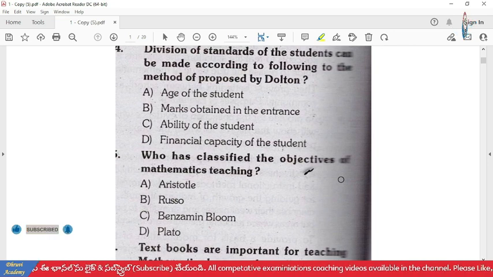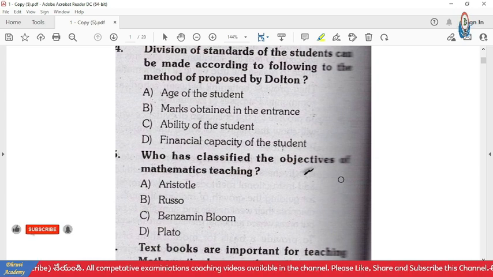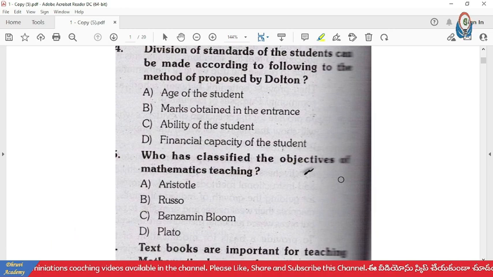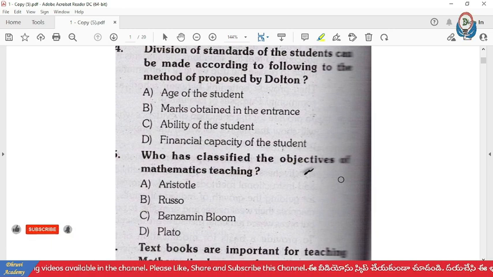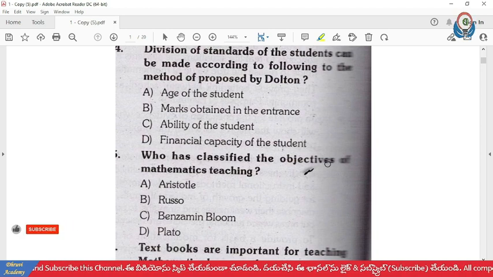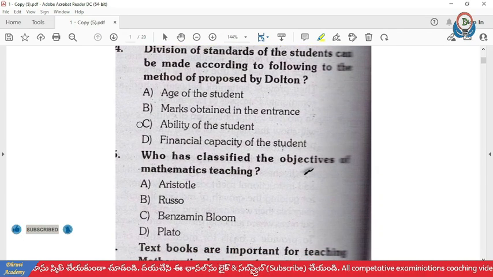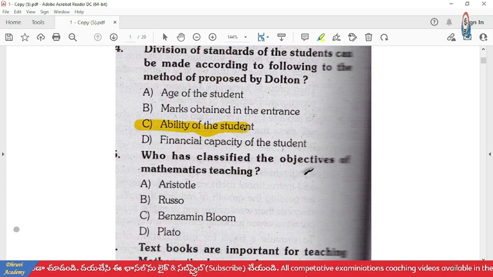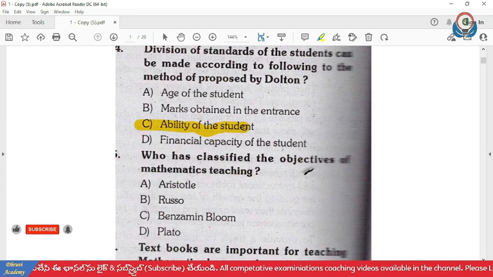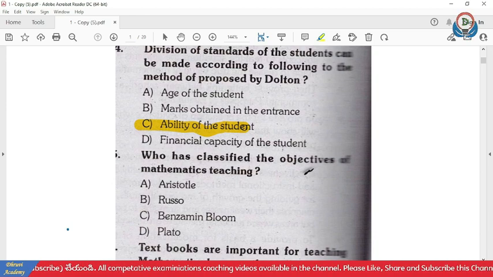Division of the standard of the students can be made according to the methods proposed by Dalton. Is it A, age of the student; B, marks obtained in the entrance; C, ability of the student; or D, financial capacity of the student? Which is the right answer? The method proposed by Dalton is the ability of the students. Ability is nothing but aptitude, talent. He had the capacity to do anything or achieve something. So that is the ability of the student.